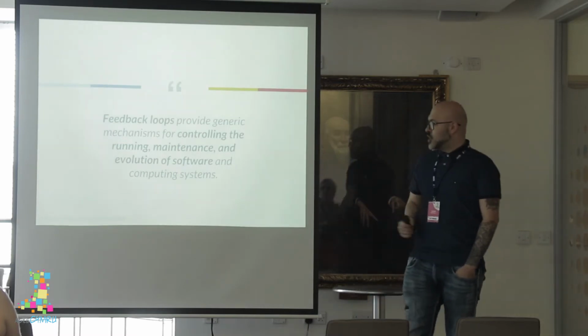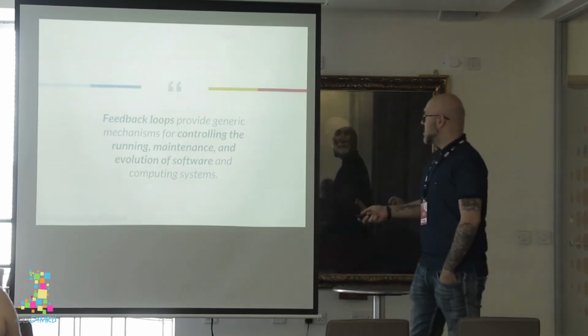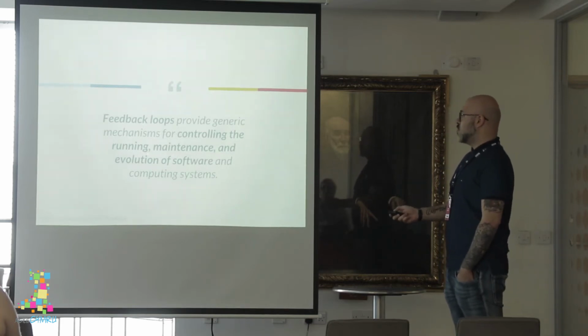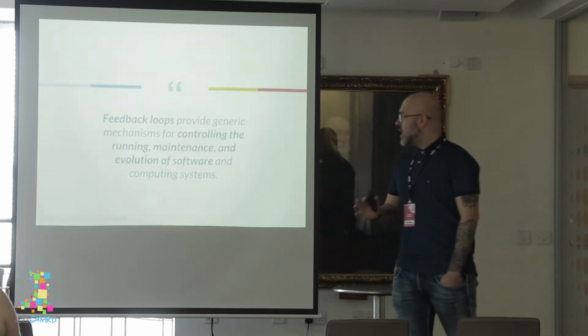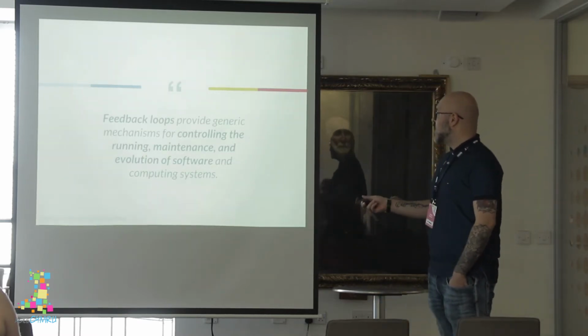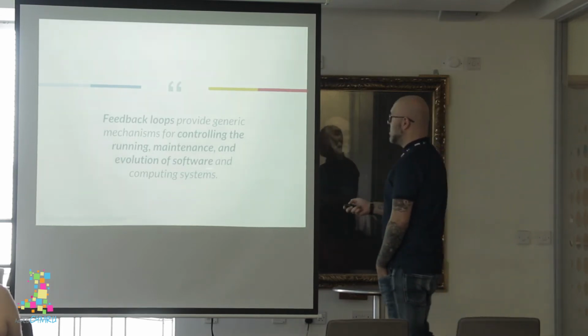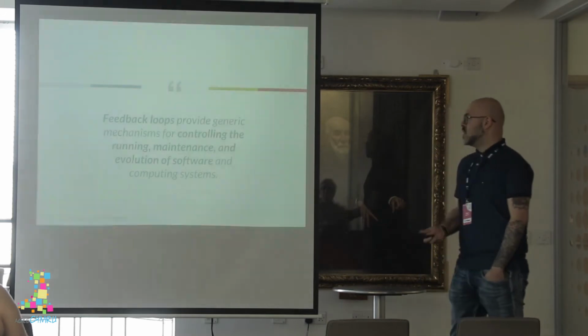So this is a definition that I found on Wikipedia. We can read together. Feedback loops provide generic mechanisms for controlling the running, maintenance, and evolution of software and computing systems. That is quite interesting because they are covering quite a lot of parts inside software development. So running, maintenance, and evolution.